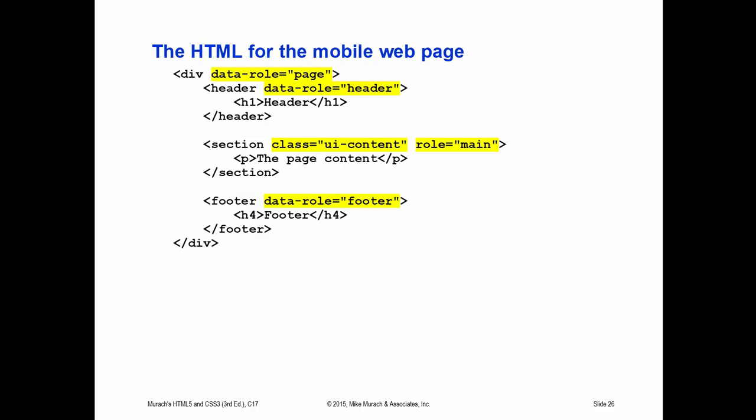So if we look here, you'll notice role is page, role is header, role equal main, role is footer. So typically the HTML for a web page that uses jQuery Mobile will contain div, header, section, and footer elements. That data-role that we looked at and that you see on the screen here is used to identify the three parts of the page: the page itself, which is the main, the header, and the footer.